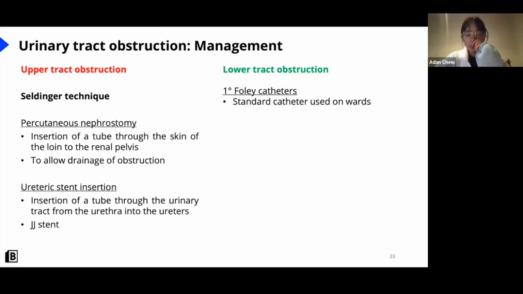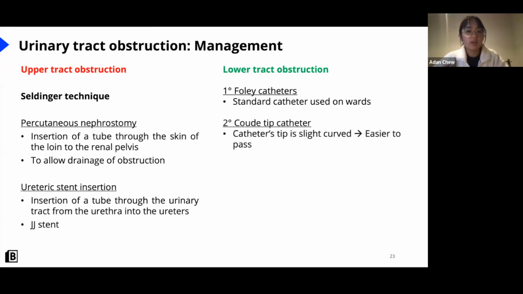So for lower tract obstructions, you would always try from the basics. Foley catheters are the ones that you put in in medical school. They get you signed off for those. They're most commonly seen on the wards. You could try putting in a Foley catheter. Sometimes it's quite difficult, so you can use a Coudé tip catheter, which is a little bit different from the Foleys in that the catheter tip is a little bit curved upwards. So there's more direction and it gives you a bit more leverage to put the catheter in.